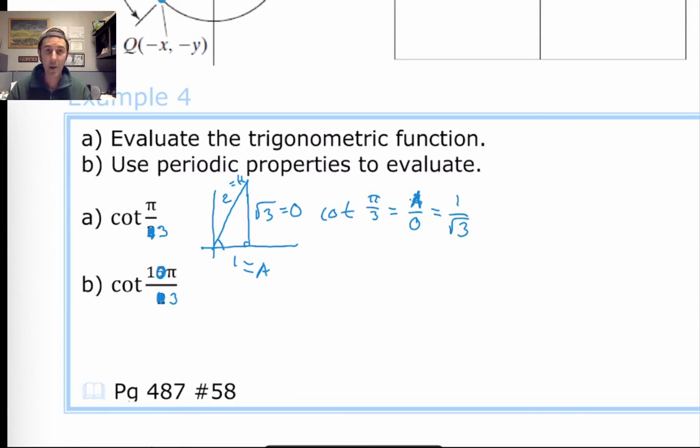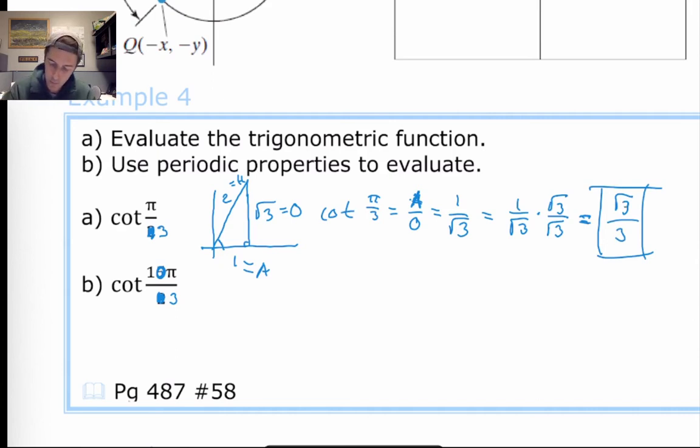Nice. We could even rationalize this denominator and say that it's equal to 1 over the square root of 3 times the square root of 3 over the square root of 3. That's how we rationalize a denominator, if you didn't remember. So that's equal to the square root of 3 over the square root of 9, which is 3. So root 3 over 3 is the cotan of pi over 3. Root 3 over 3. So what's the cotan of 10 pi over 3?